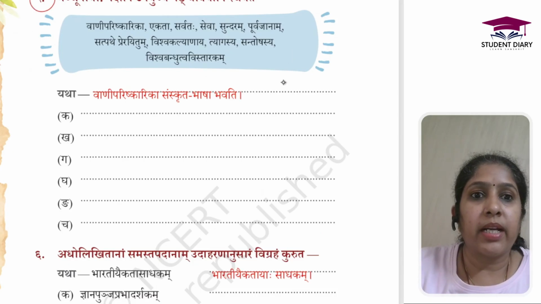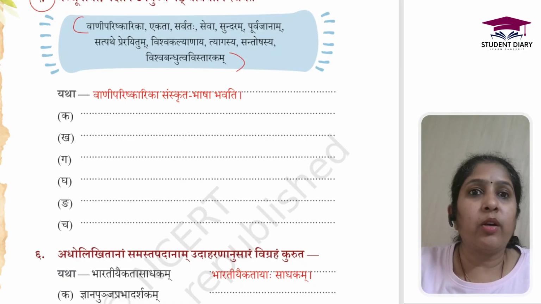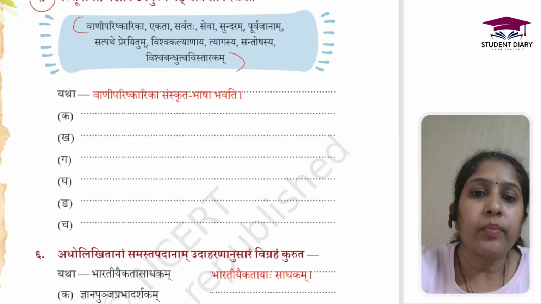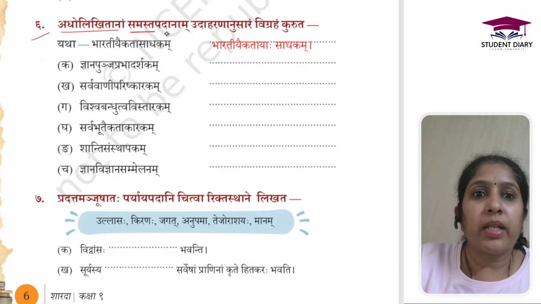You have to get some sentences. I want to know from all of you how many sentences you can frame by using these words. Please try to do that and let me know in the comment section how many you were able to do. Okay. Next main. This is adholikhita naam smast padanam udharan anusaram vigraham kurut.